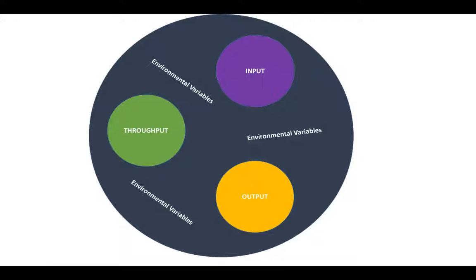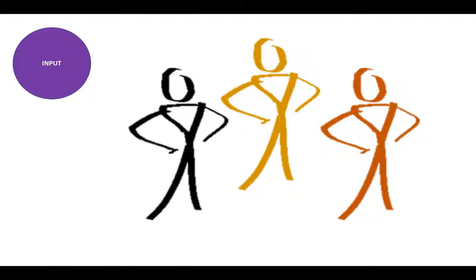Let's break these down a little bit more clear. Let's talk about input variables. Input variables are simply the energy, information, and raw material used by an open system that are transformed into output by throughput variables or processes. This is simply what people bring to the table.